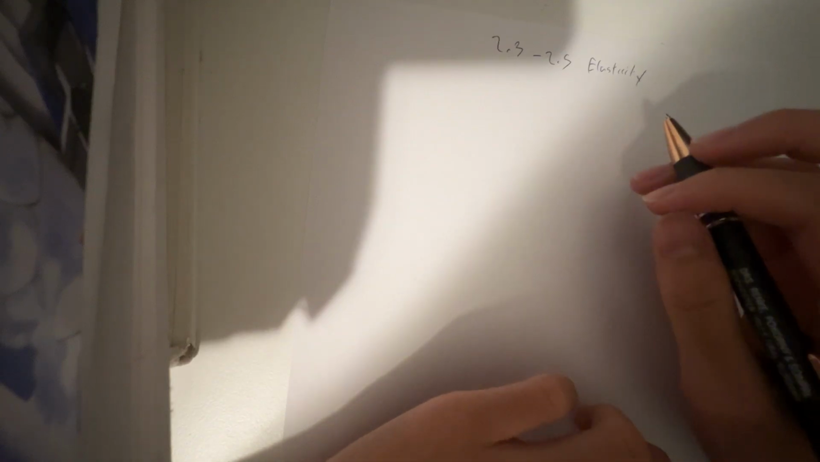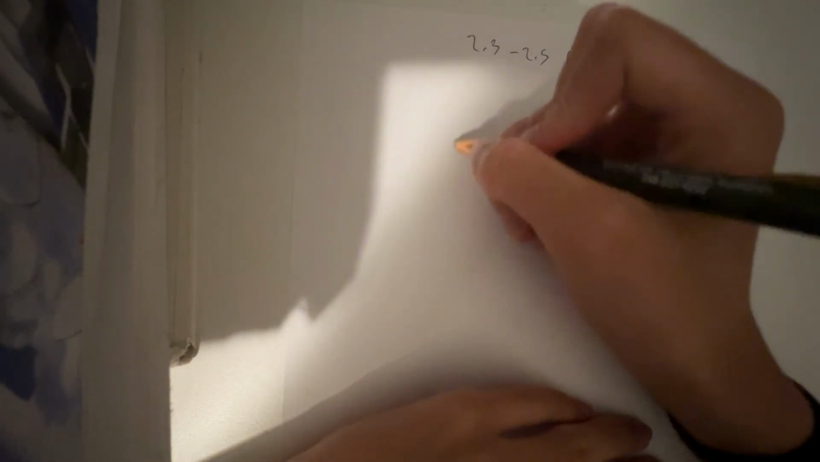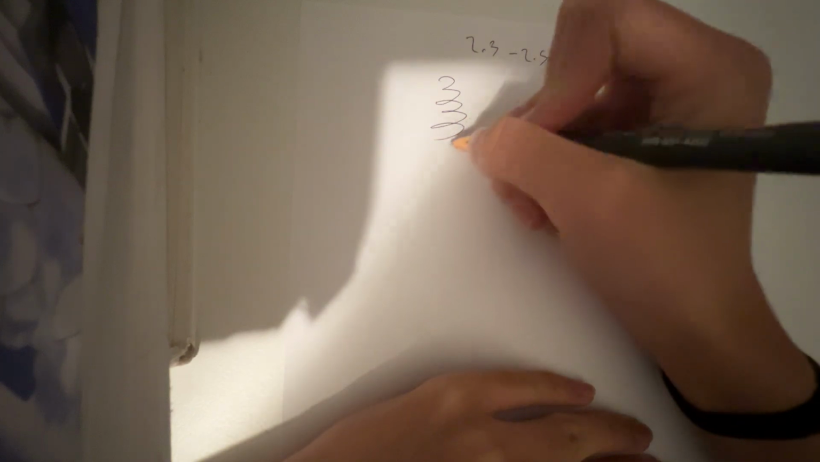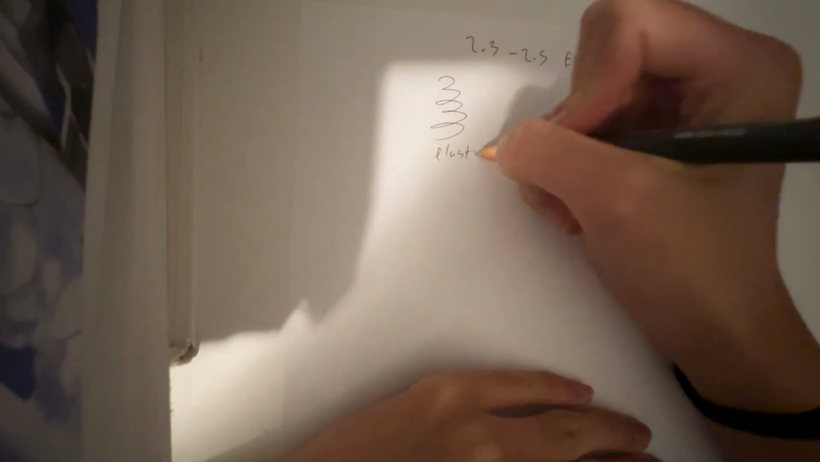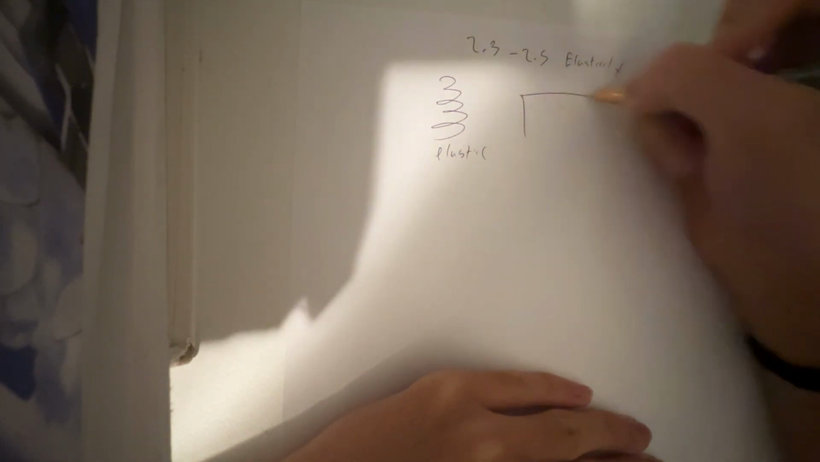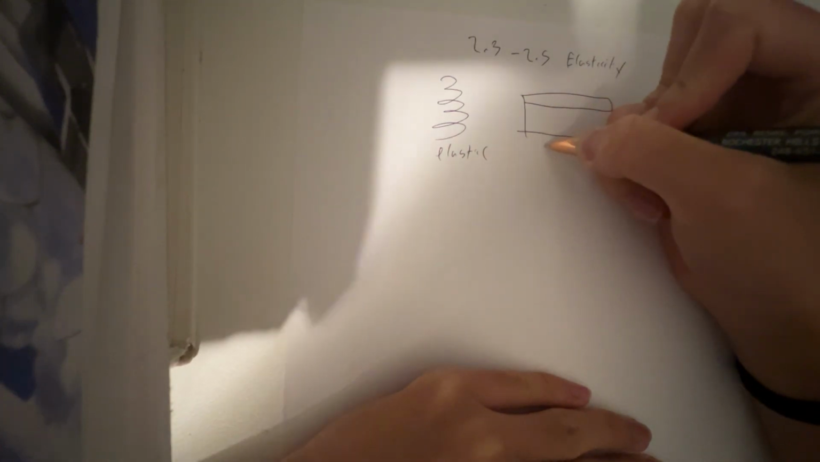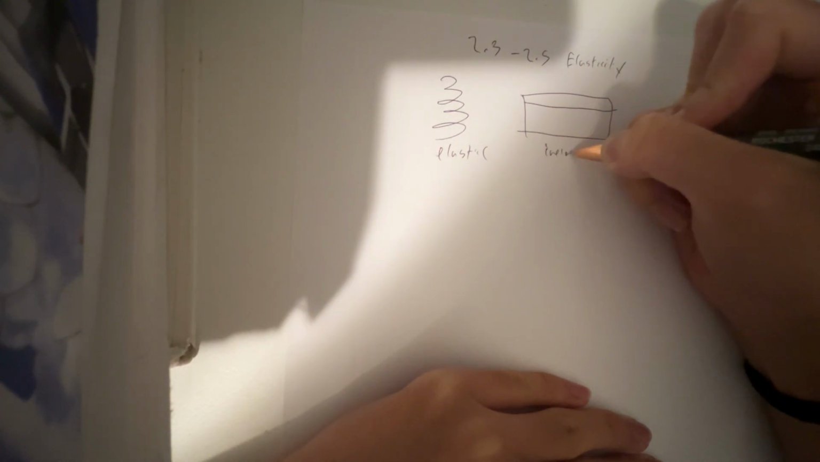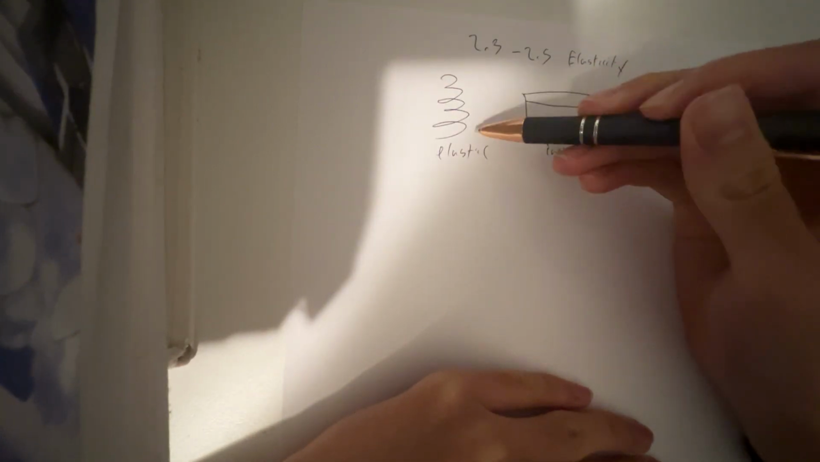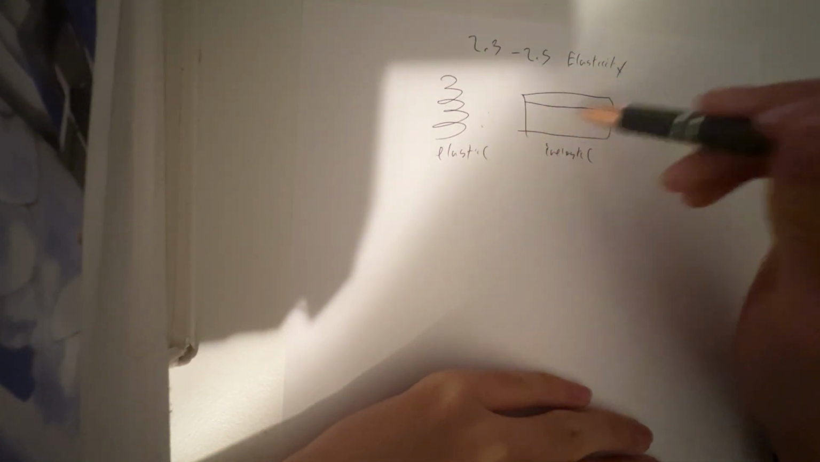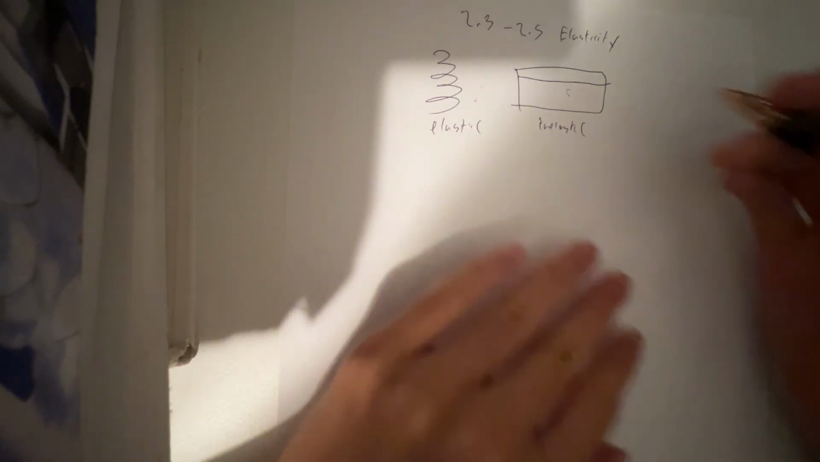Price elasticity of demand measures how sensitive the quantity demanded is to a change in price. So, elastic, like a spring, versus a straw brick. And this is inelastic, because this is very flexible, this is not flexible. Bricks are not flexible.